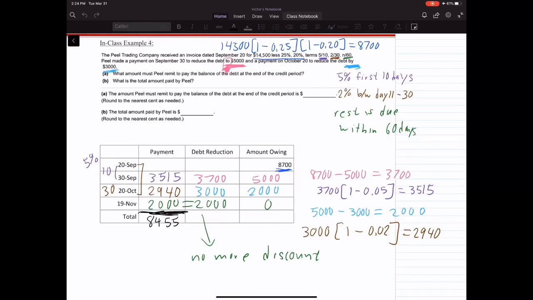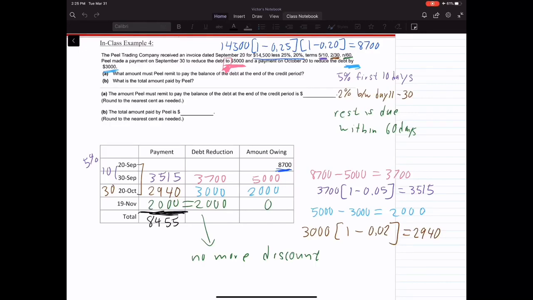And for the $3,000 debt reduction, we made the payment within 30 days. So from September 20th to October 20th, that's 30 days. So we have 2% discount on the debt reduction of $3,000. So we take the $3,000, times 1 minus 0.02, we get the $2,940. That is the actual payment that we made on October 20th to reduce the debt by $3,000.